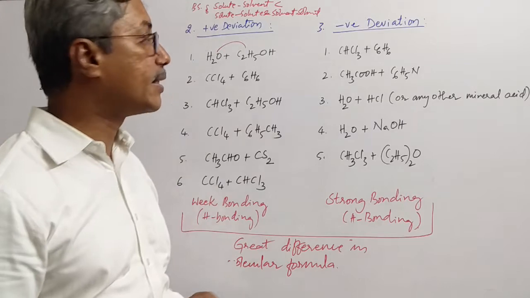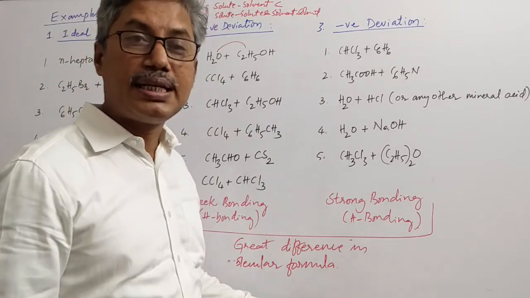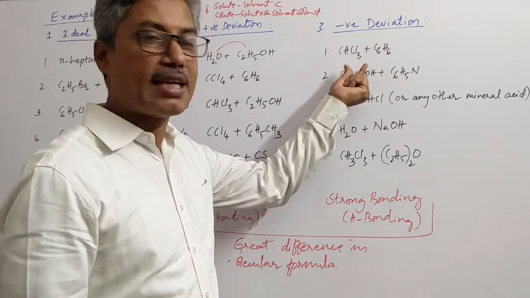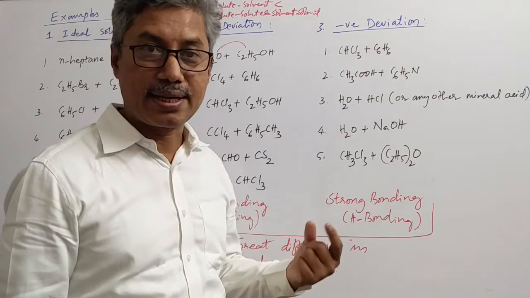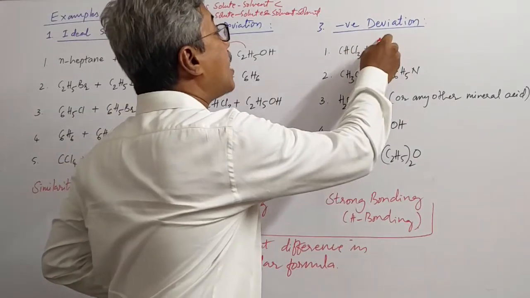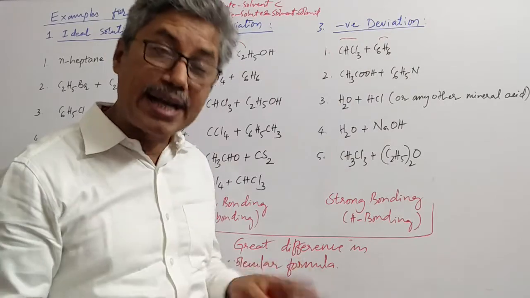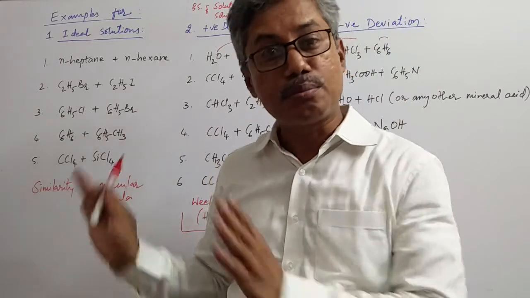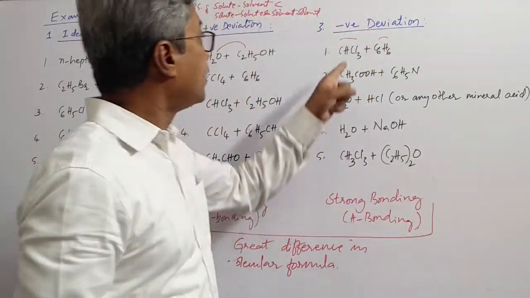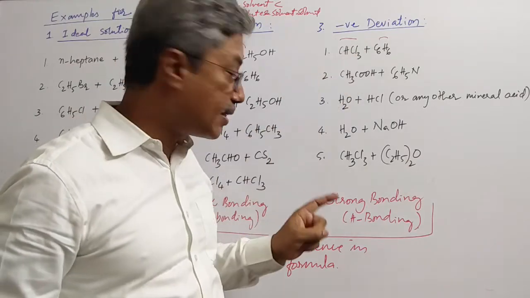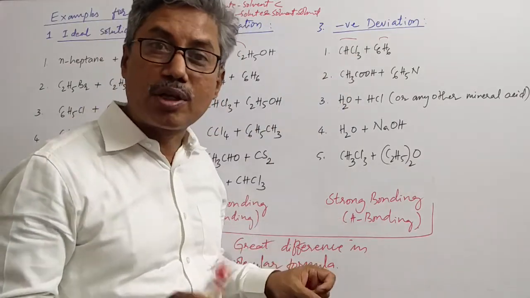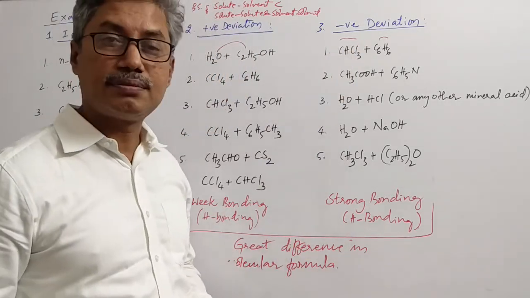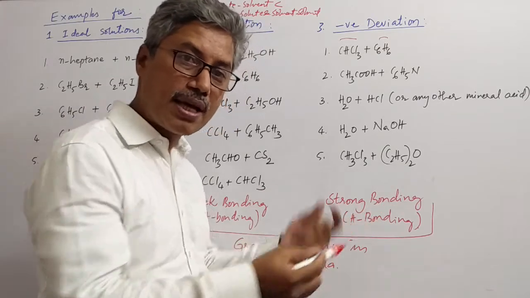Clear, students? Now let us look at the examples for negative deviation. Here also there is a great difference in the molecular formula of the two substances. For example, one is CHCl3, another is benzene. Clear, students? See, one is aromatic, another is non-aromatic. That great difference is there. Now look at these examples here. Ideal solutions: there is similarity in the molecular formula. Therefore, if that great difference is there and the bonding between the solute and solvent is stronger, then we notice that these can be the examples for non-ideal solutions having negative deviation.